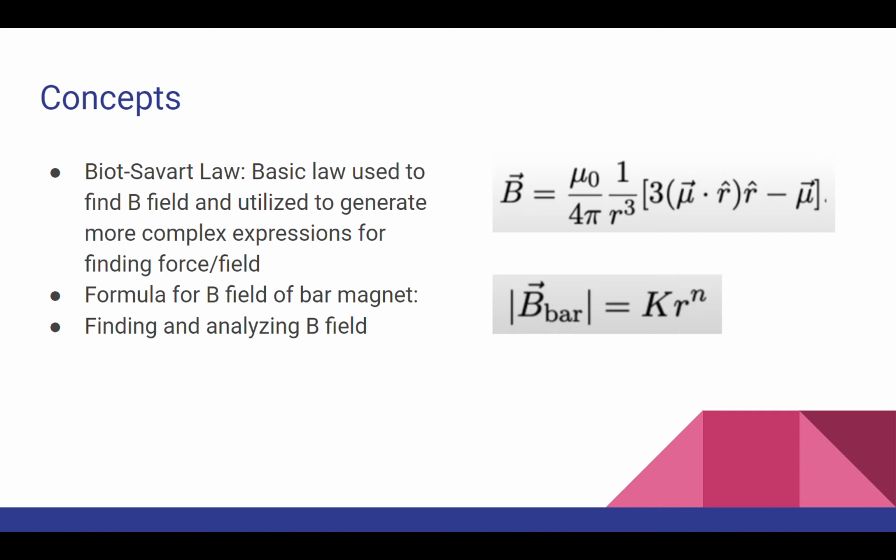Our main concepts are going to be the Biot-Savart law, which is a basic law used to find the B field and to generate more complex expressions for finding force and field, like on the right, and the formula for the B field of a bar magnet, which is kr to the power of n over there. And then we're also going to be finding and analyzing the B field. So the majority of this is based around magnetic field, that's the main concept.